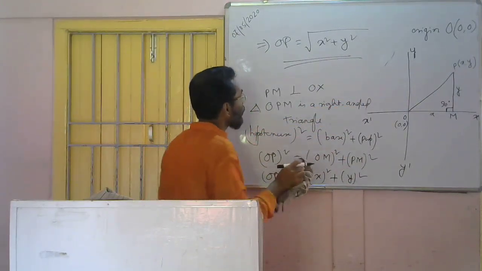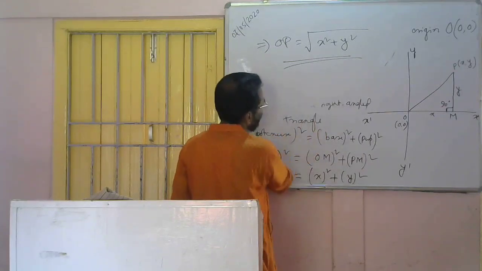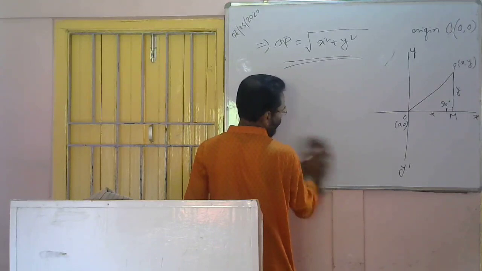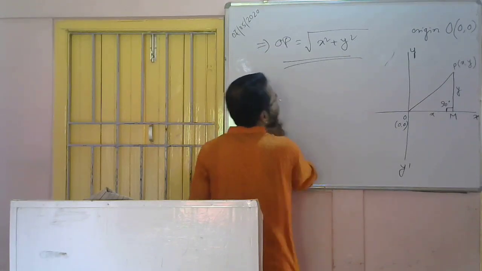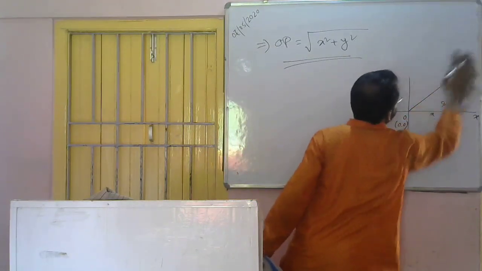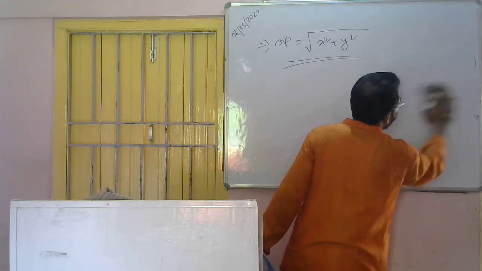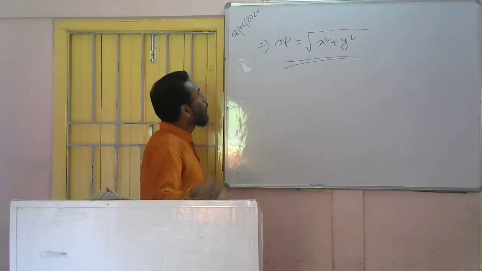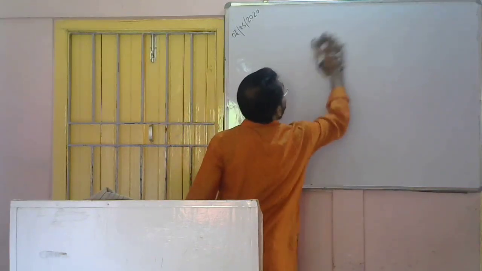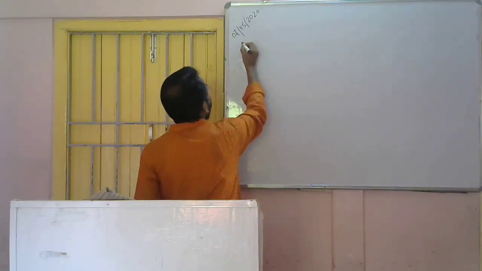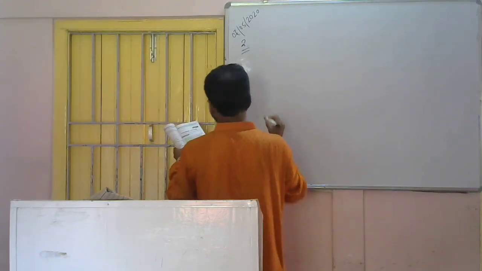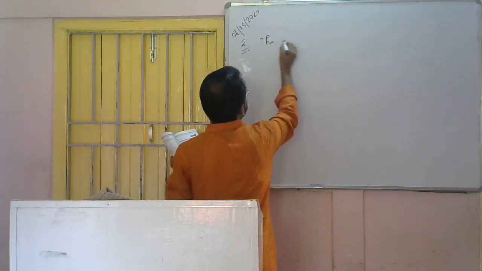Okay. Then next, number 2, the distance of P (x, y). This one is most important.